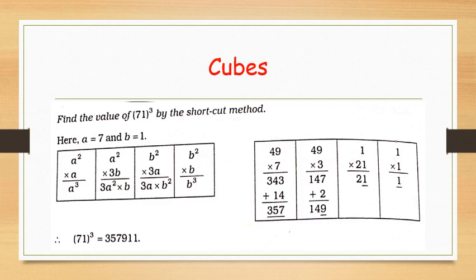So let's see one more example. Suppose that we have to find out the value of 71 cube. So here A is 7 and B is 1. So in the first column we have to write A square into A, that is 7 square, that is 49, into 7, that is 343. In the second we have to write A square into 3B, so that is 49 into 3 ones are 3, so 49 into 3, that is 147.